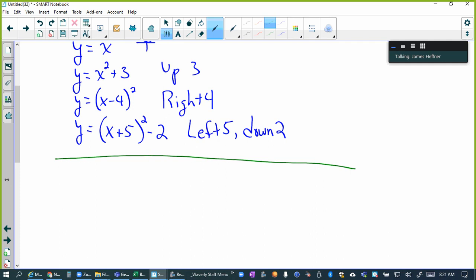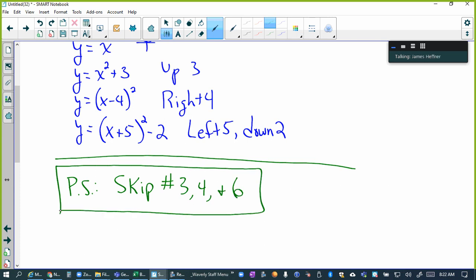So your problem set, PS for problem set. In this case, you're going to do all of them but the following. We're going to skip numbers 3, 4, and 6. All right, everybody got that? And I will also include that in the instructions portion of the assignment on Teams. It'll either be what problems you skip or what problems you do, depending on what's more convenient, okay?